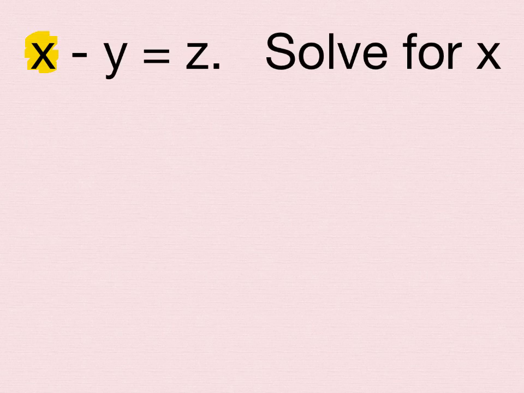Now I'm going to read the first part again. X minus y. So again, this tells me to do the inverse on both sides. So we finish with x equals z plus y. We did solve for x, just like we wanted to.